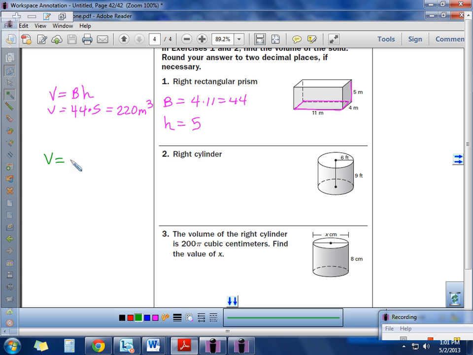The next one up is a right cylinder. Its formula is volume equals pi r squared times h. So this is pretty straightforward. It gives you your radius and it gives you your height. You type this straight in and you get your decimal answer. What do you get there? 101 point, what?